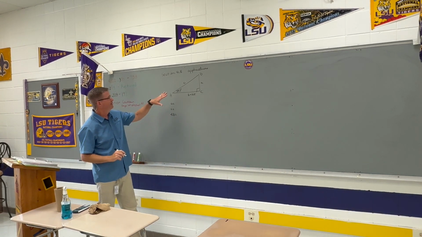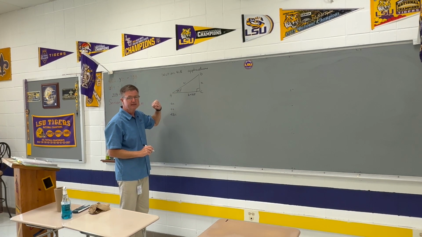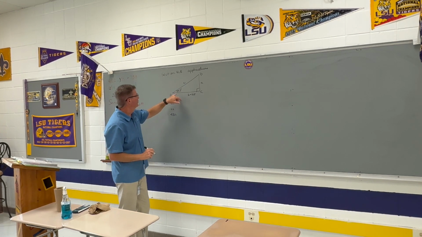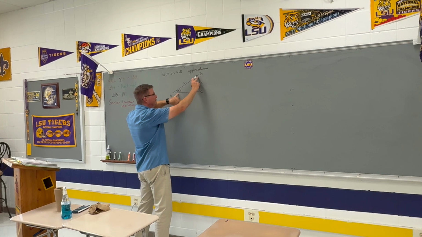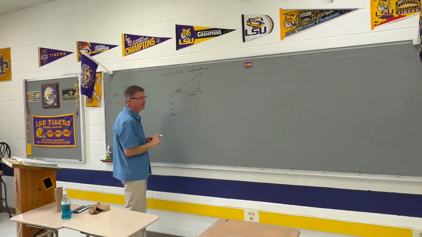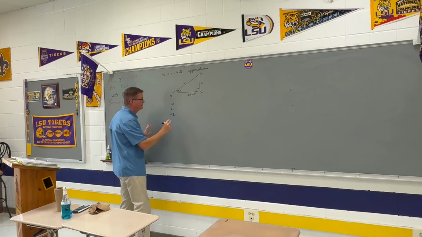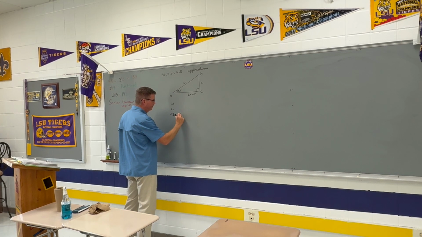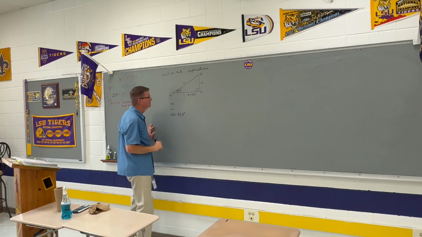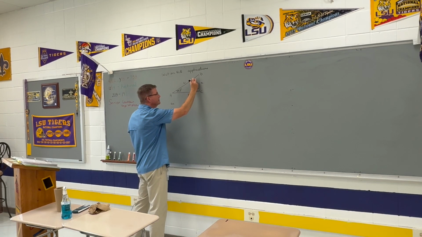In order to find angle B, we know that the sum of the interior angles of a triangle is 180 degrees. So the two angles that are not the right angle must also add up to 90 degrees. So 90 minus 34.5 gives me 55.5 degrees. So we got angle B is 55.5 degrees.